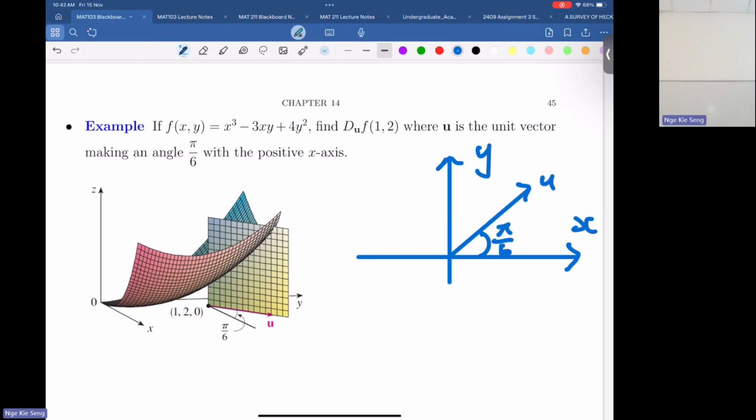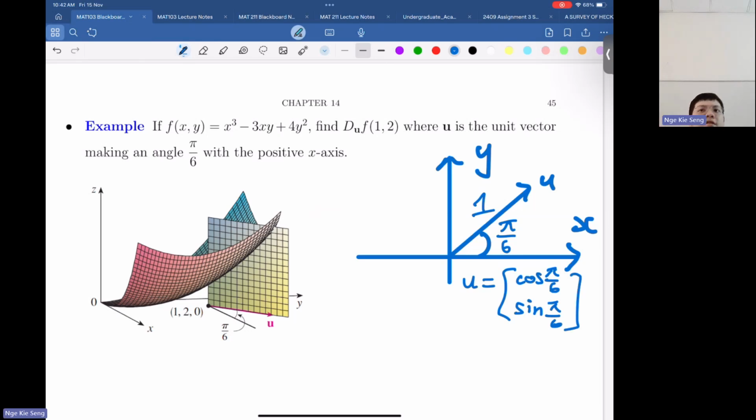Pi over 6. Okay, so if I give you the polar coordinate, right? Because I know that it's already a unit vector, and then this is pi over 6. So you should work out the x, y. Correct or not? Okay, so this is what you have tested last time. So u equals cos pi over 6 and sine pi over 6. R cos theta, R sine theta, but the radius here is 1 because we want the unit. Okay, so this is our unit vector.